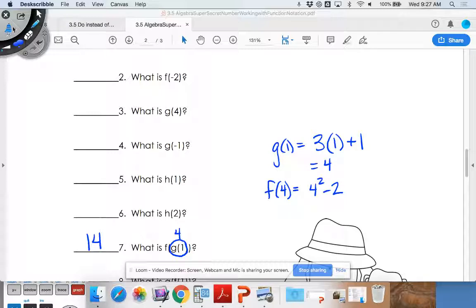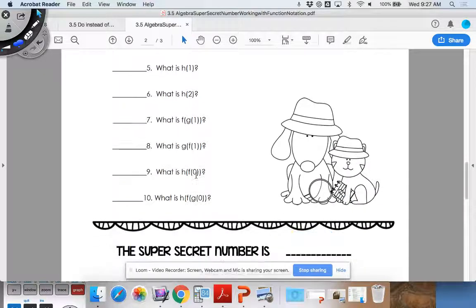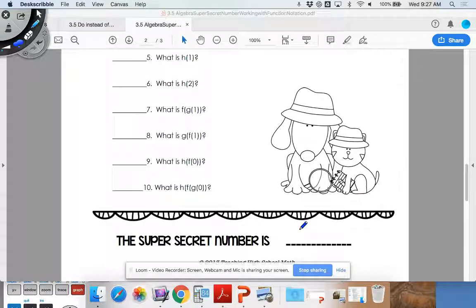And then the way this works, this is a super secret number puzzle. So the super secret number for today is 20. So what that means is all of your answers should have a sum of 20. Okay, so based on what we have right now, does that mean some of your answers are going to be negative numbers? Yes. So if you get done and you add up all the answers on this side, they should add up to 20. Okay? That's just a way you can kind of check yourself.